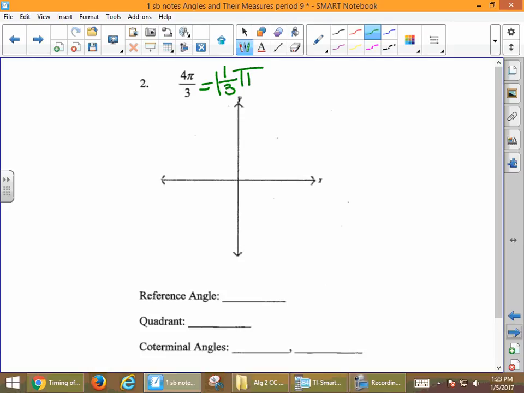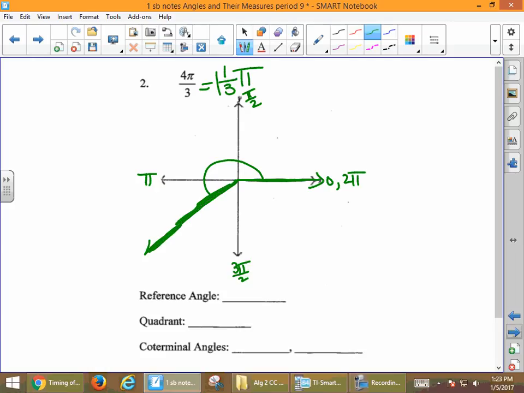So when I look at our picture here, remember this is 0 and this is pi over 2. Here's pi, there's 3 pi over 2, and then all the way around is 2 pi. If we put this in terms of fractions here, here's 1 pi, and then we need to go a little bit more, 1 and 1/3, which means that our terminal side is going to be right there. Here's our initial side along the x-axis. Here's our terminal side.